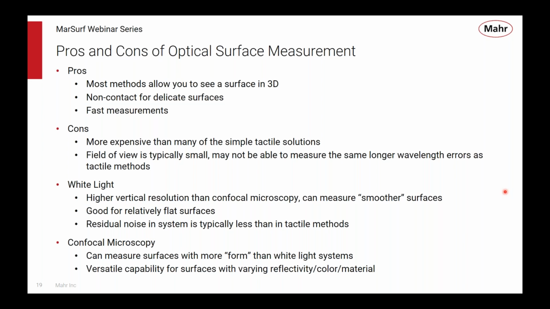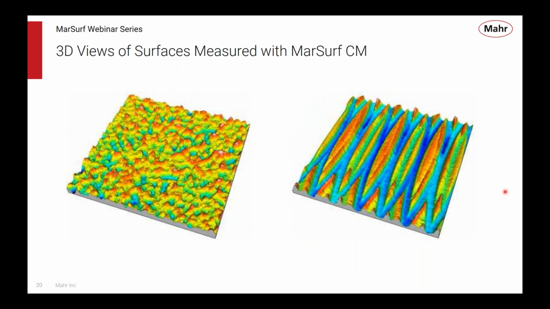You can get great measurements, great agreement and correlation to stylus-based instruments. So the confocal microscope world is kind of the workhorse world of the optical systems that we manufacture and sell, but both are possible. You can see we can get some great three-dimensional views of surfaces, and these are both done with the confocal microscope solution.